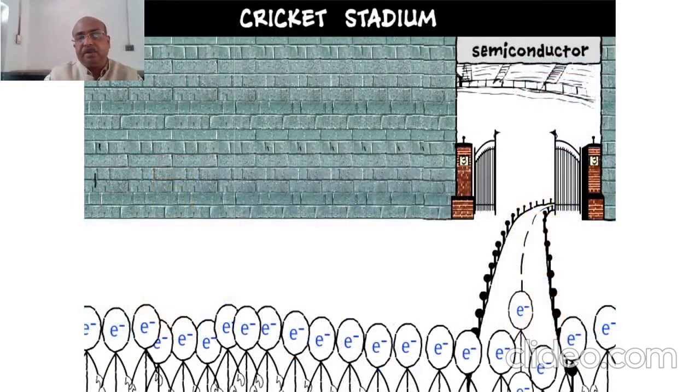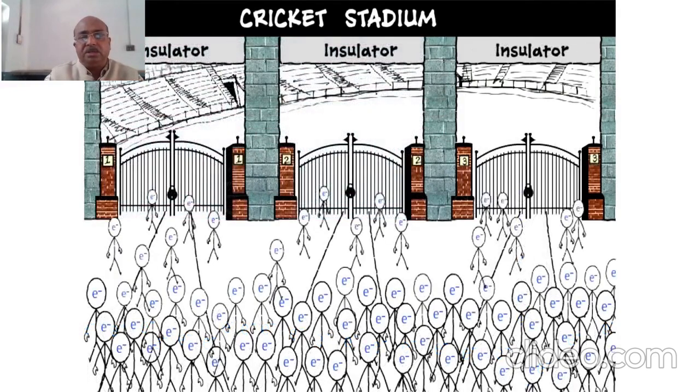But if we open a narrow path in which the people may go in a line in a particular order as directed, then this is the case of semiconductors. And what about insulators? All the gates are closed. There is no way the electrons can travel inside the conductor. So no electron is allowed to travel. They are inside the material, but they can't carry current.